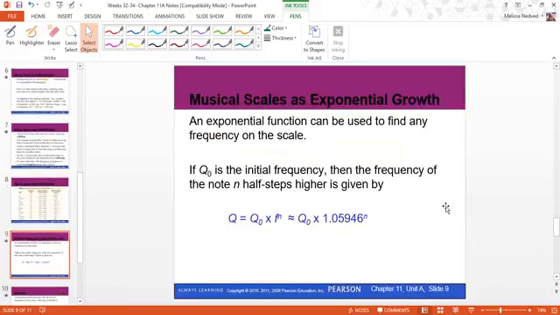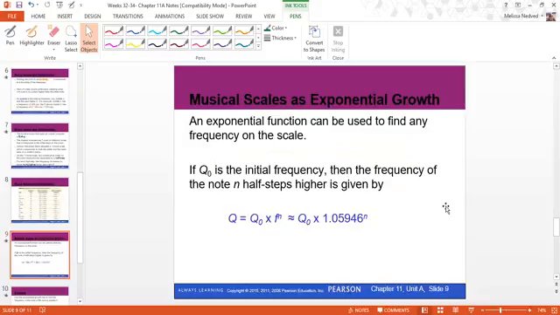An exponential function can be used to find any frequency on the scale. So we don't necessarily need a chart to find a frequency. And if Q naught, remember when we have a subscript of 0, we call that Q naught or naught, typically meaning our beginning frequency or our beginning value.